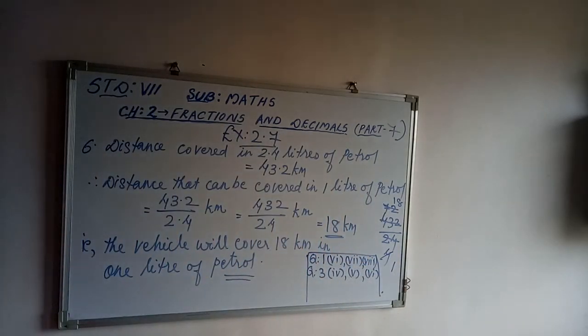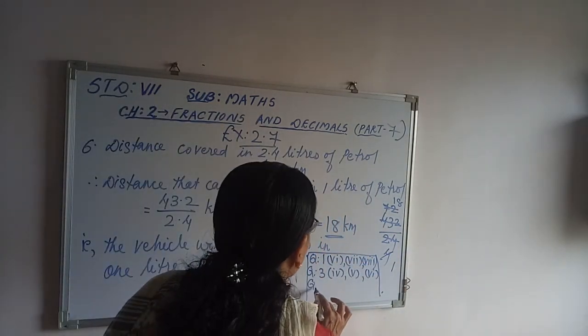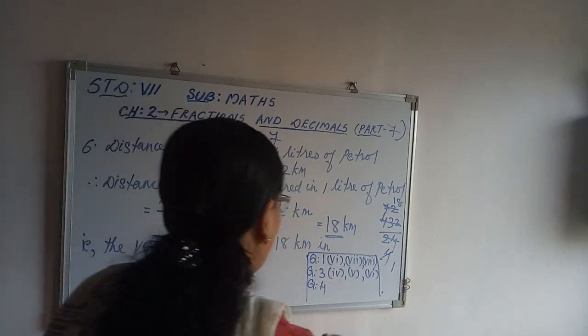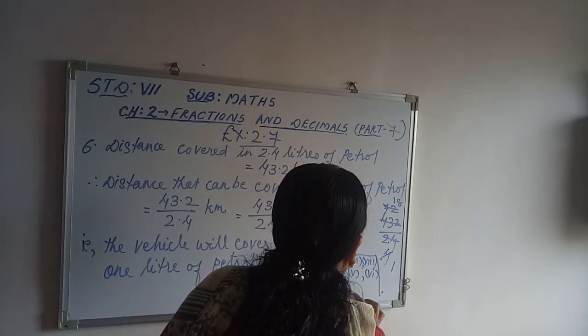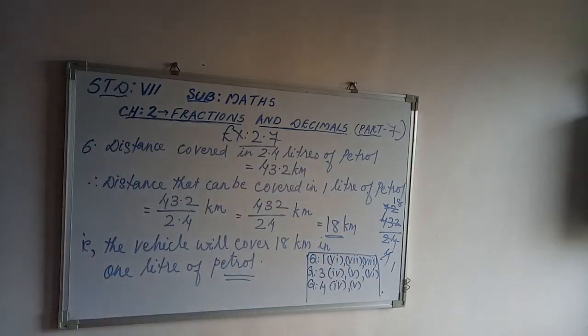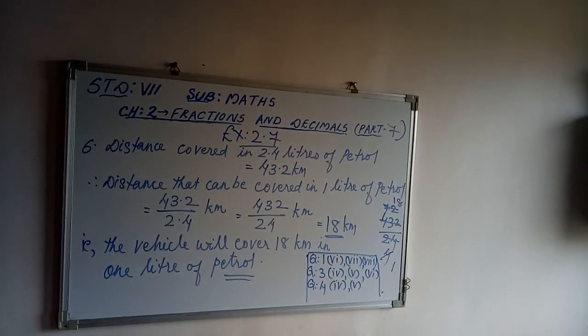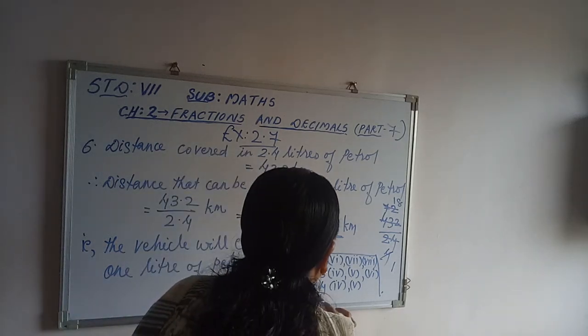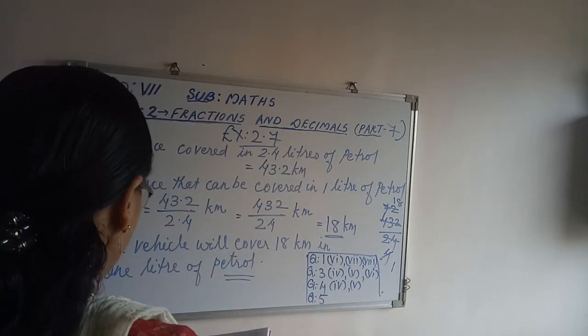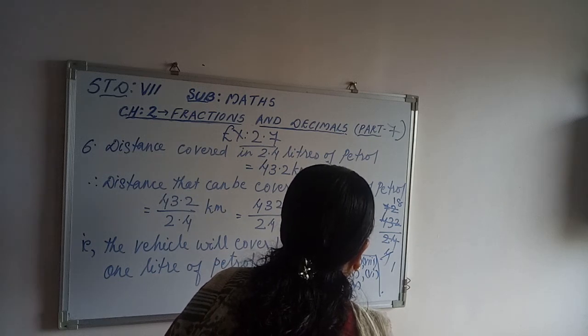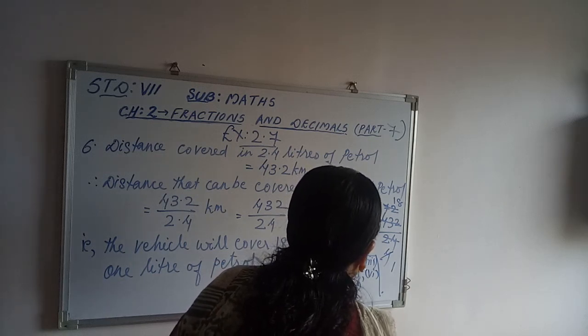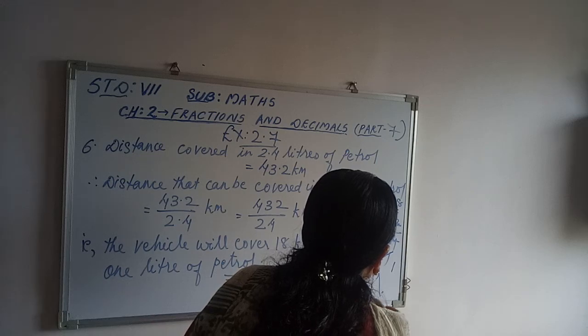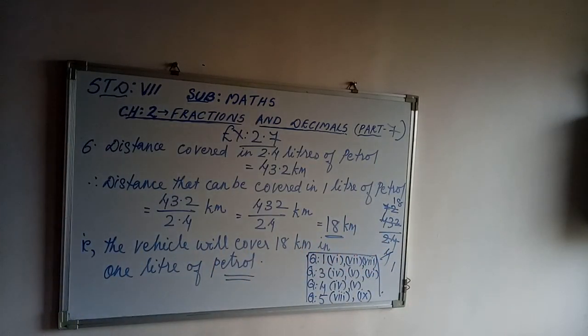Small sums only. And question 4, it is 4 and 5. And question 5, 2 questions, 8 and 9. Remaining all questions I solved here only on the board. So you try this at home. Practice the complete exercise. Okay? Thank you.